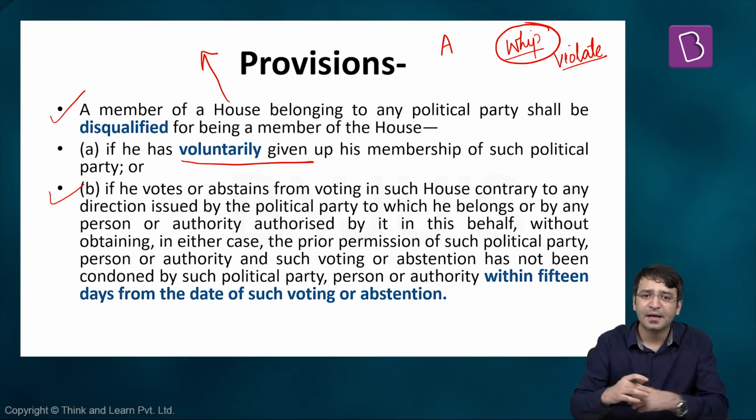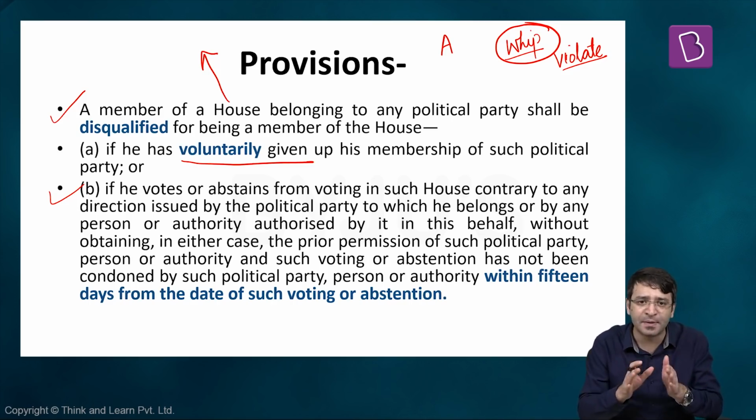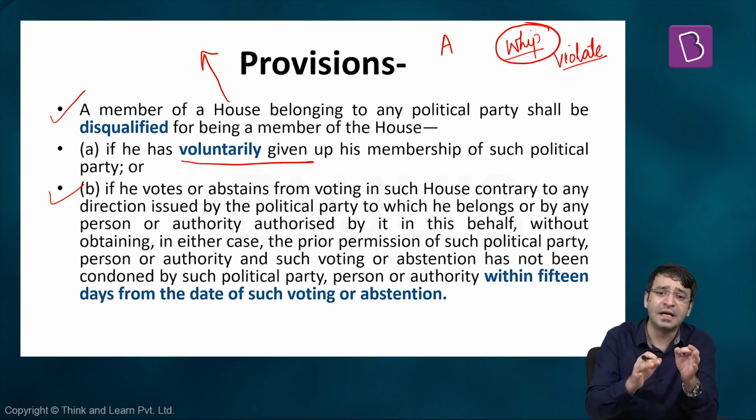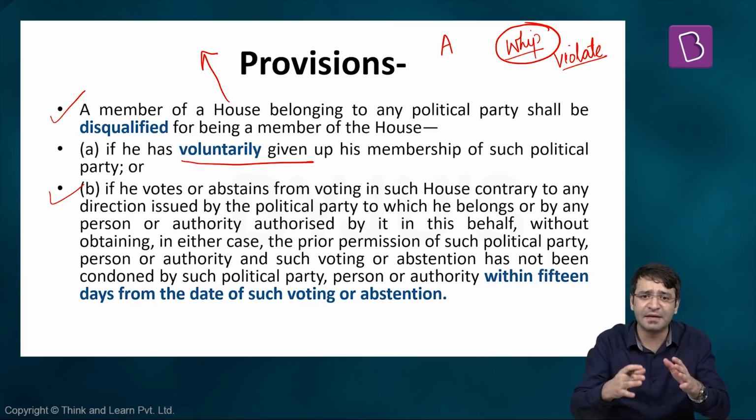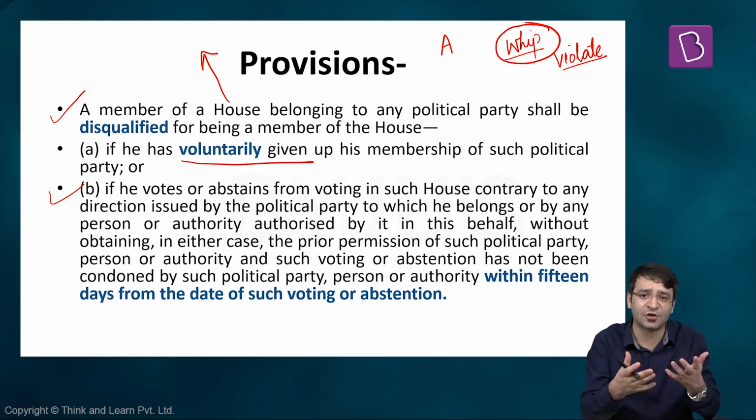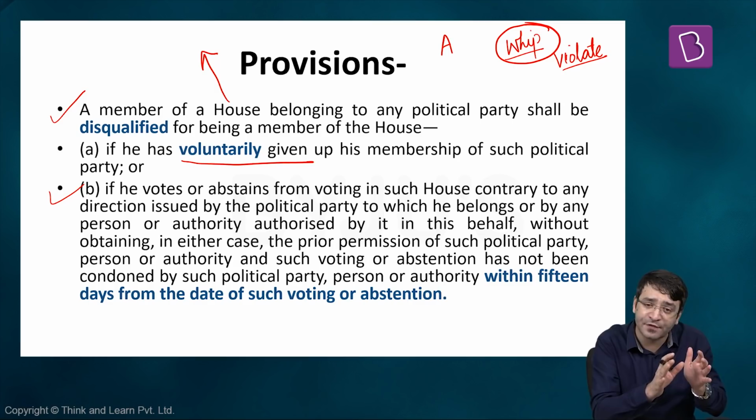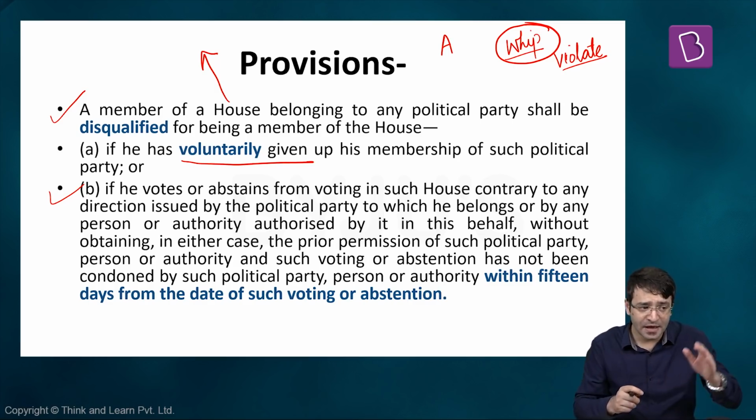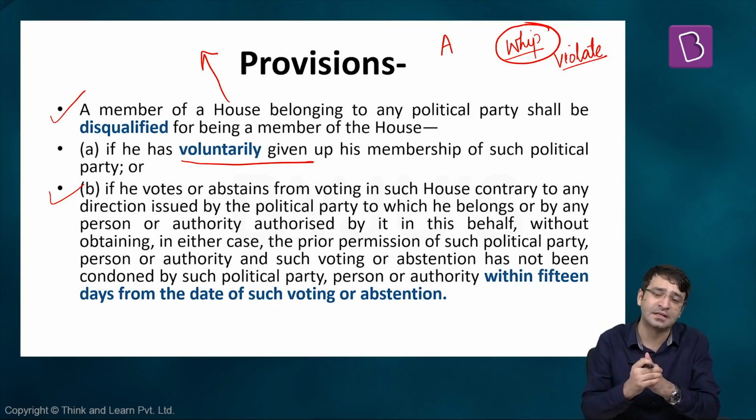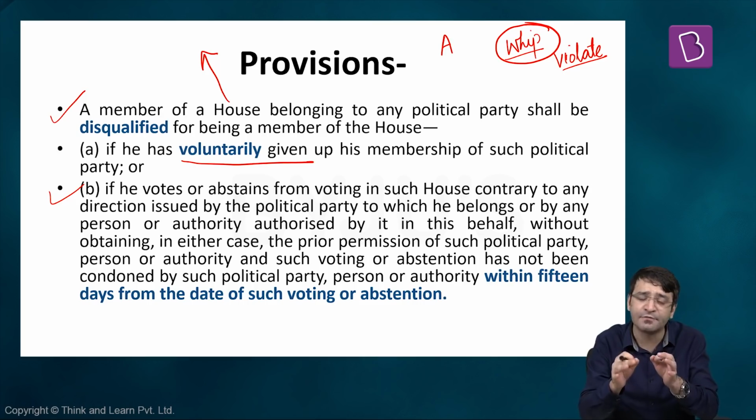But there is an exception. Let's say, for example, my political party asked me that you have to vote in favor of this bill, but I voted against. But my party has 15 days. Within 15 days, party may forgive me. Party may say that this is the last opportunity that we are giving you. Don't violate our whip again. Within 15 days, the party may condone my activity. The party may accept my action, and I won't be disqualified under anti-defection law. But within 15 days, if the party is not condoning my action and I have violated the whip of my political party, I will be disqualified under anti-defection law.